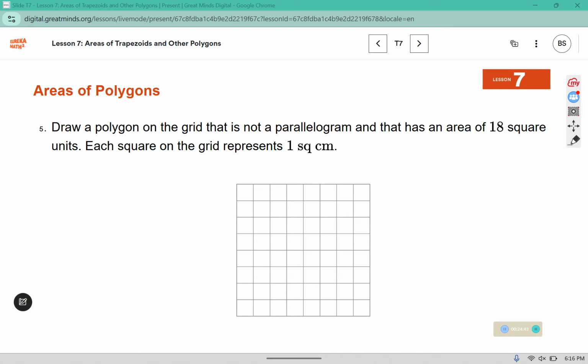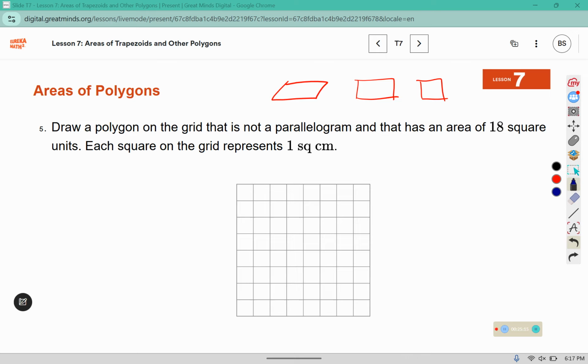Draw a polygon on the grid that is not a parallelogram and that has an area of 18 square units. Each square on the grid represents 1 square centimeter. So we can't draw a parallelogram. And since we can't draw a parallelogram, rectangles and squares are out as well, because rectangles and squares are categories or specific types of parallelograms. But I could draw a triangle.